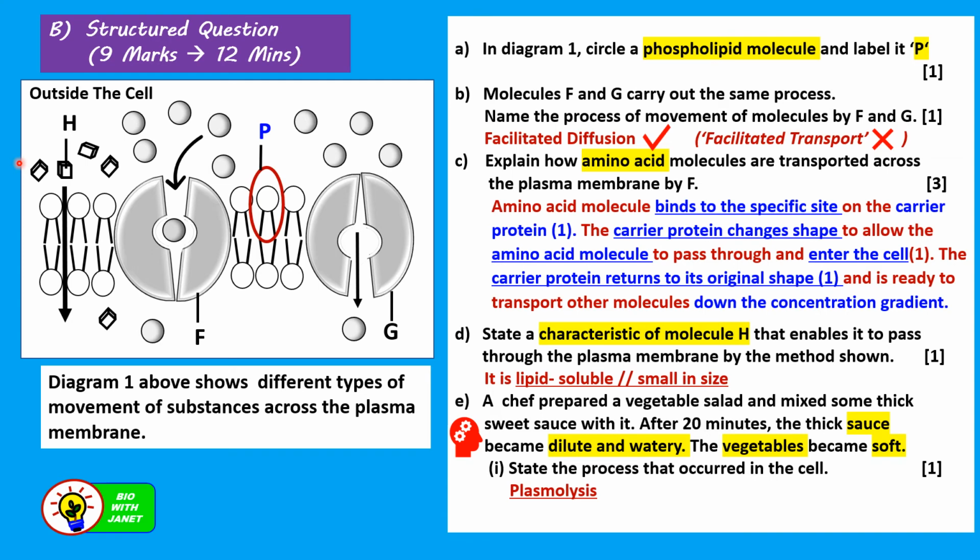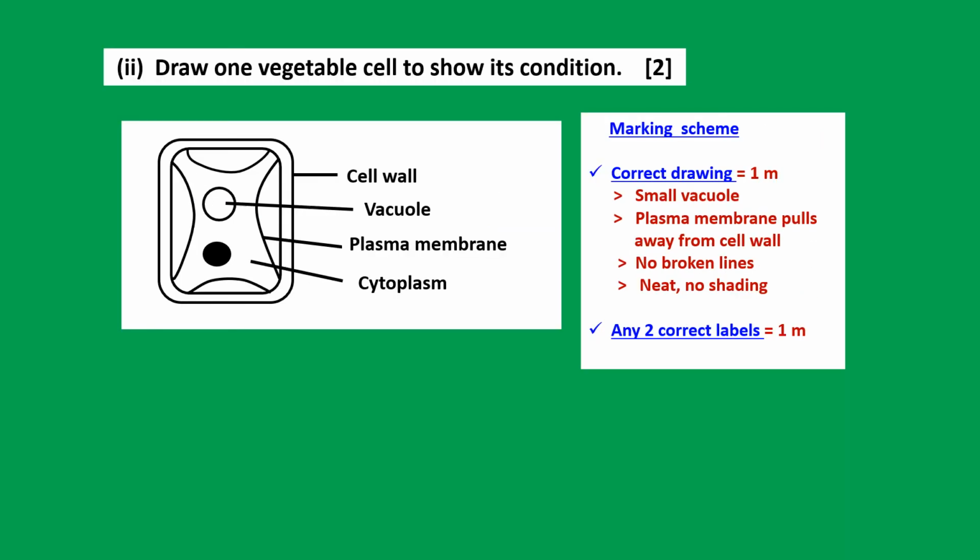Let's go on to the last question. Draw one vegetable cell to show its condition after it has been immersed in the thick sauce, right? So since the cell is plasmolyzed, we have to draw a plasmolyzed cell. So here we have drawn the cell.